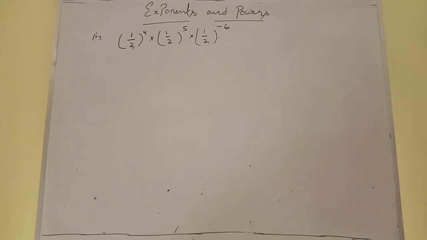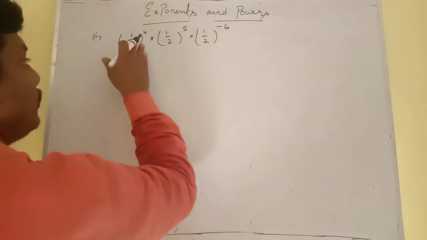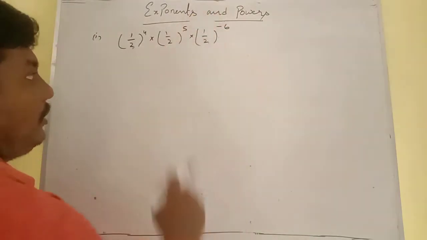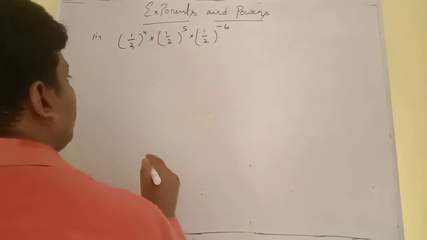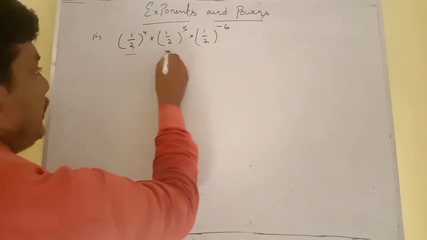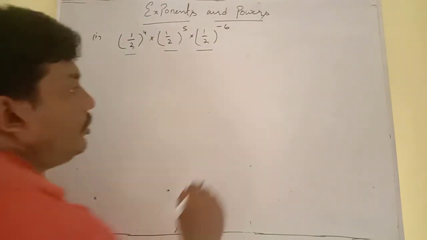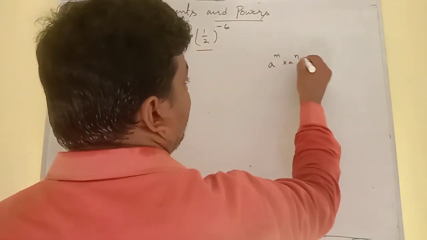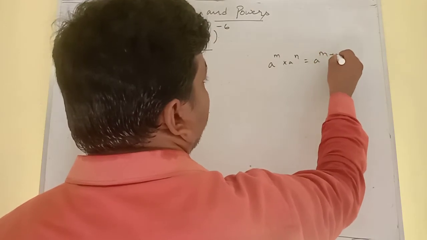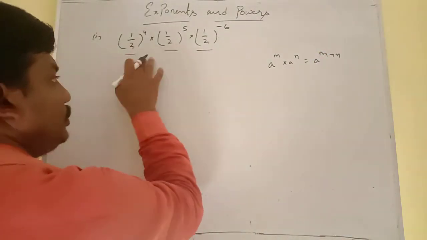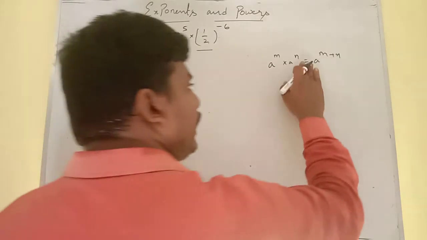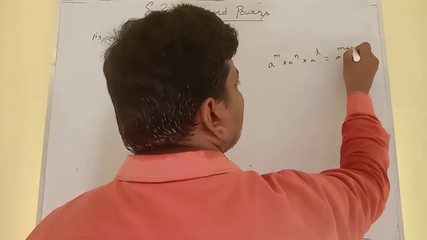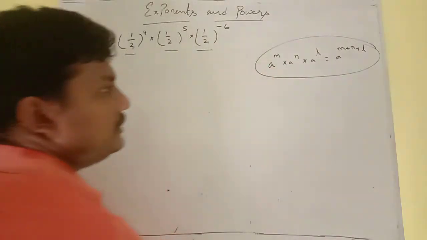Now we have to solve this question. 1 by 2 whole to the power of 4 into 1 by 2 whole to the power of 5 into 1 by 2 whole to the power of minus 6. Let me observe this one. All the bases are equal, the same base. So we know the formula, if exponents have the same base under the product condition, it becomes a power m plus n. Here there are only two terms, but the third term is also there. So we add the third term also, that is a power l. That can be written as a power m plus n plus l. Like that we can consider.